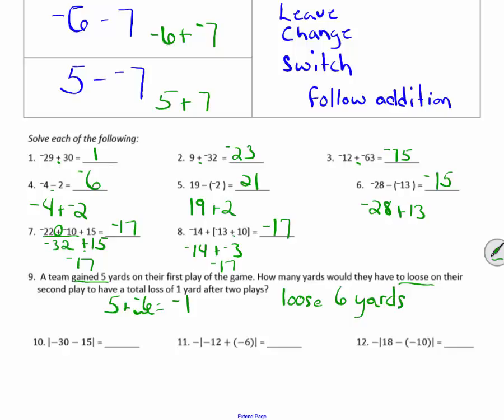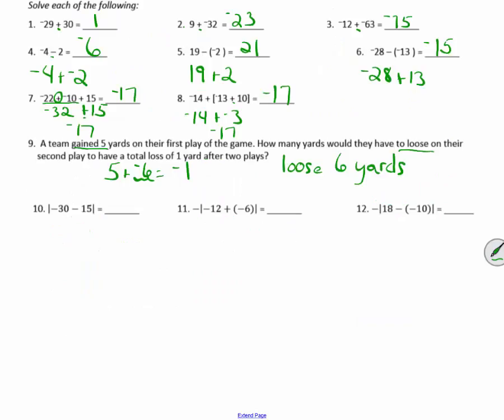All right, reviewing some stuff with absolute value, which we talked about earlier yesterday in class. Absolute value acts like parentheses. I have to do what's inside the absolute value first. So this becomes negative 30 plus negative 15. Signs are the same. I'm going to add them together. Keep the sign. Absolute value means that I take whatever my answer is and it becomes positive.